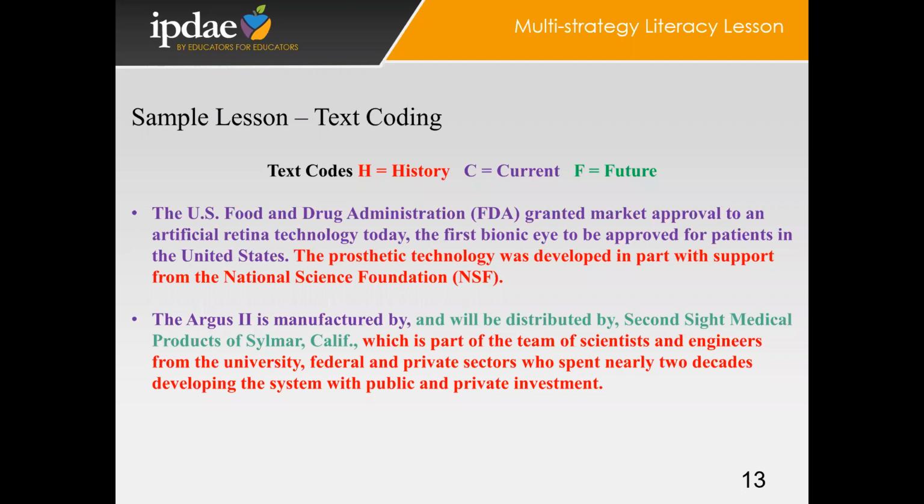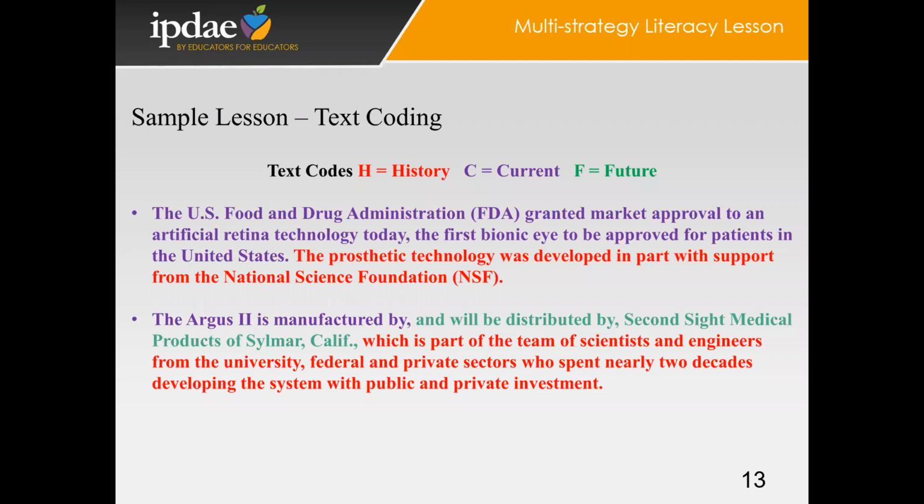So H is going to be history or red. C is going to be current, or I think that's purplish anyway. And F is going to be future, which is green. So what I'm going to do is read the first couple of paragraphs of this article and give you my thinking about why I've coded the text the way that I have on the screen.